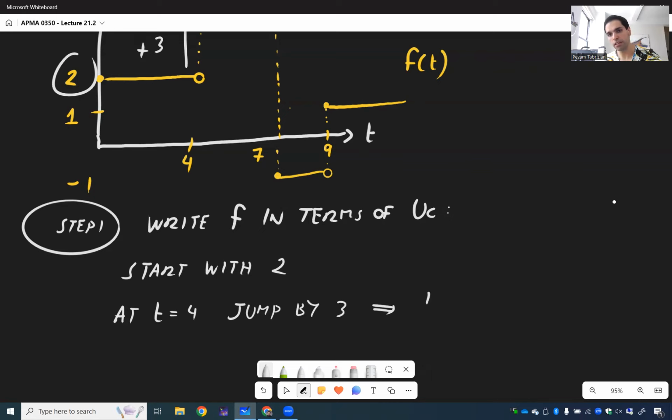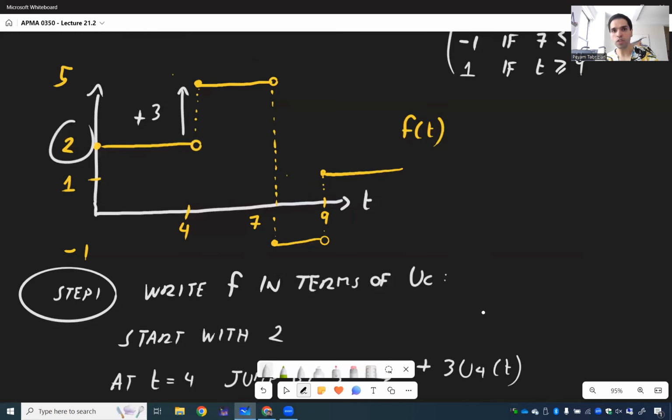And you will see that we have to add 3u4 of t. And that's because u4 means jump at 4. The 3 means how many units you jump by. And then you continue. So the next jump is at 7, and you go from 5 to -1. So you jump by -6 units. So -6u7. And last but not least, at 9, you jump from -1 to 1. So you jump by 2 units. So 2u9.